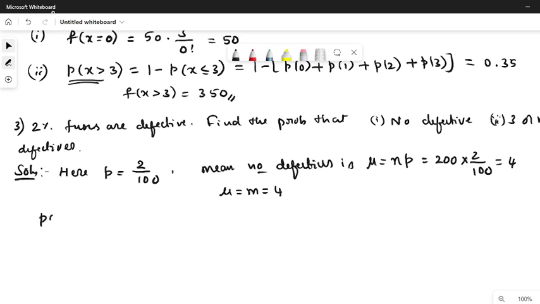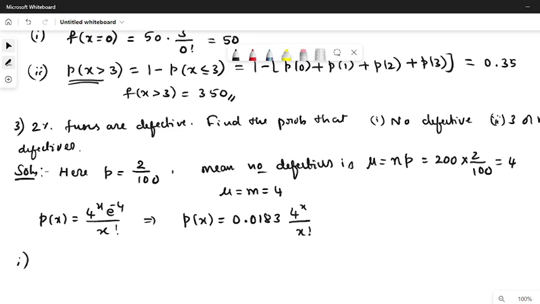And hence P of x will be 4 power x into e power minus 4 by x factorial. That is approximately P of x equal to 0.0183 into 4 power x divided by x factorial. Now the first case, probability of no defective fuse, that is P of 0. Since we are doing this calculation for a single box, no need to multiply this P by any number. So P of 0, you can check that 0.183.